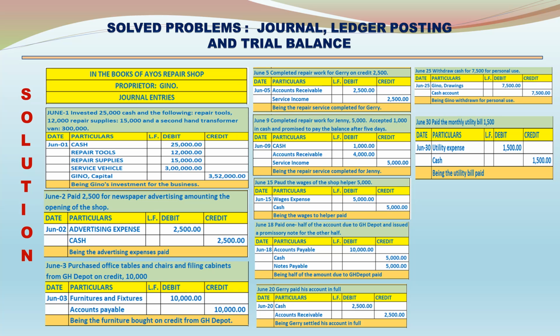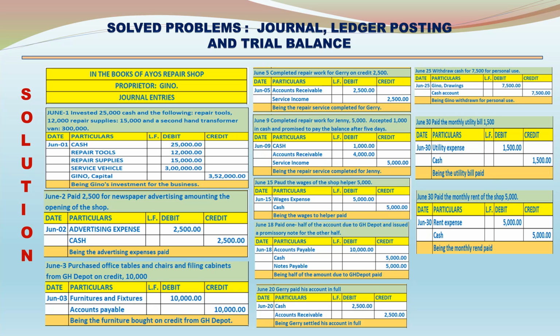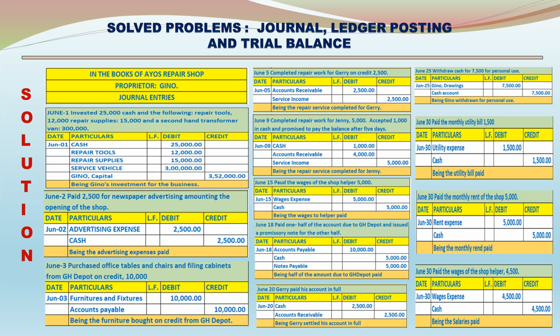June 30. Paid the monthly utility bill, 1,500. June 30. Utility expense debit 1,500. Cash credit 1,500. June 30. Paid the monthly rent of the shop, 5,000. June 30. Rent expense debit 5,000. Cash credit 5,000, being the monthly rent paid. June 30. Paid the wages of the shop helper, 4,500. Wages expense debit 4,500. Cash credit 4,500, being the salaries and wages paid.